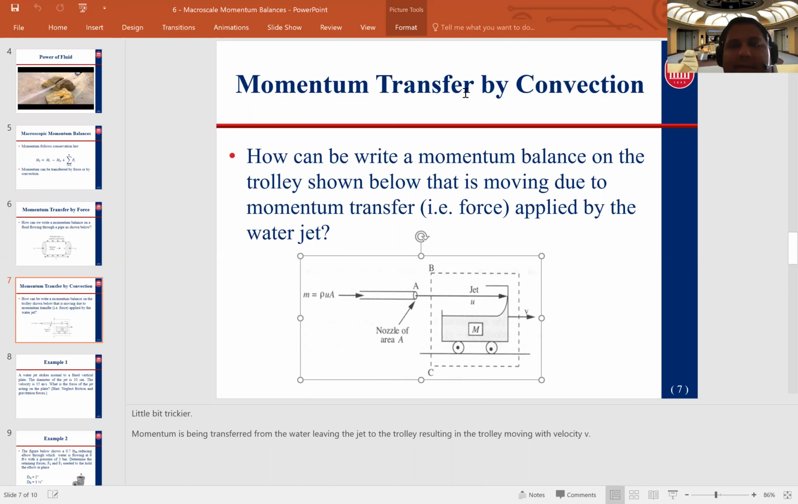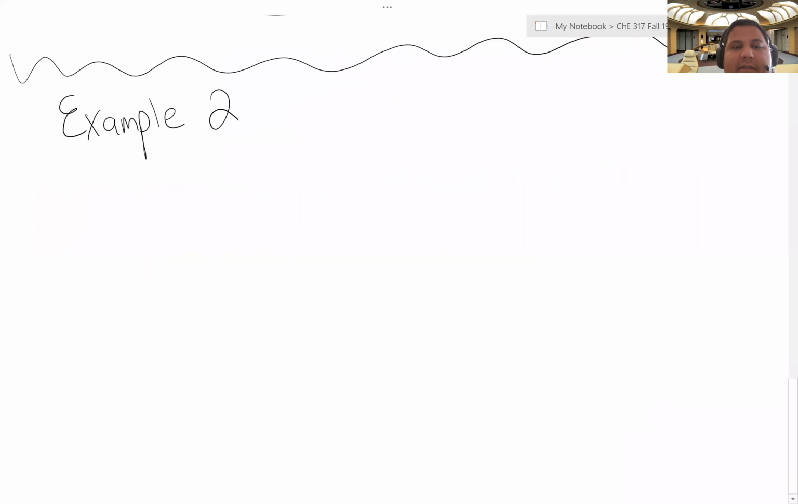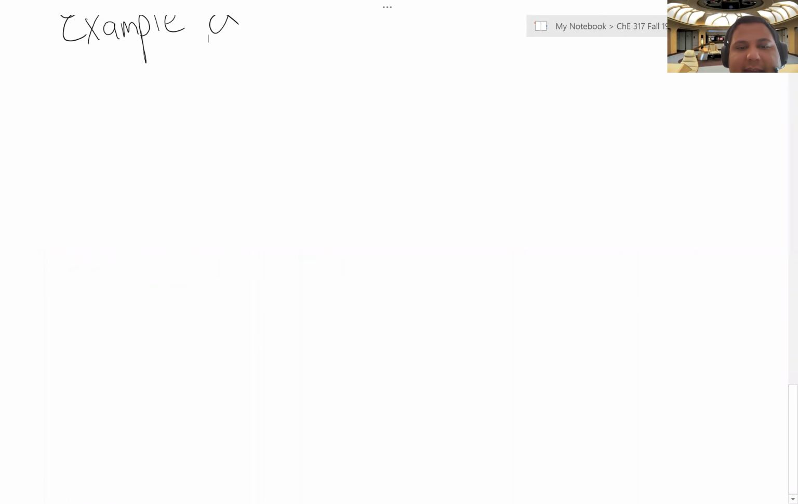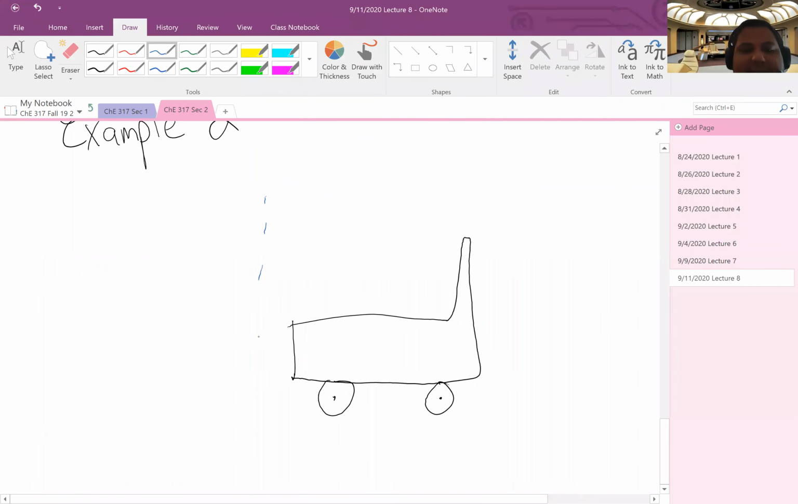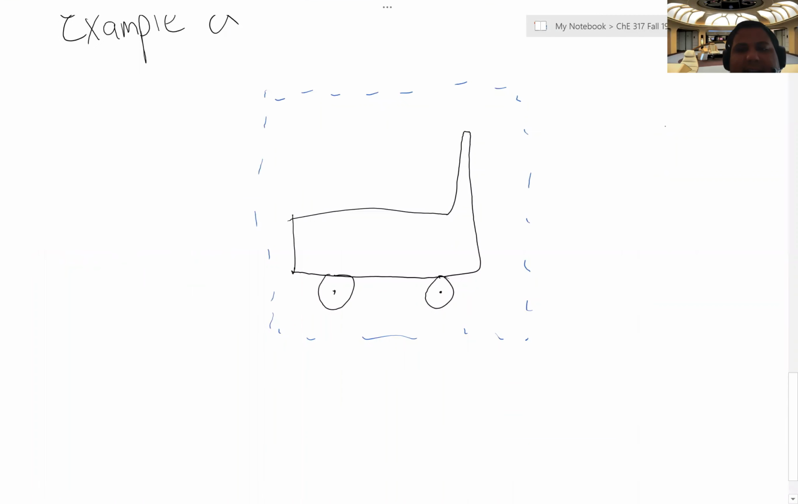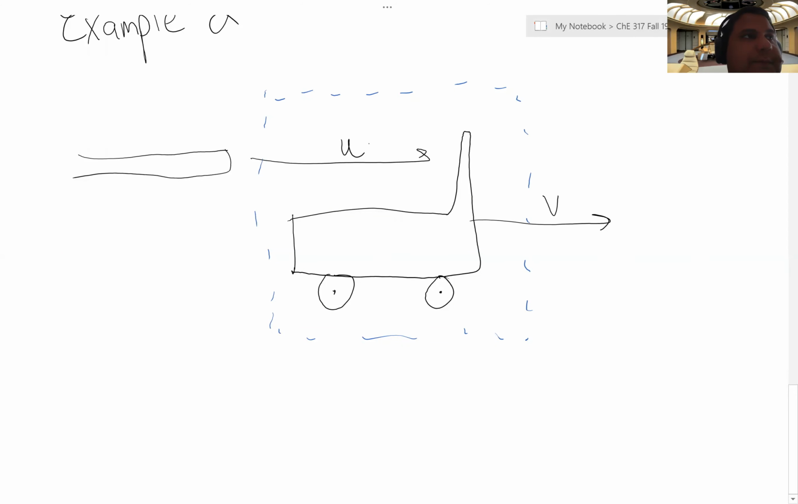So let's go back to our note taking and see what we can come up with for this expression. As always, I recommend you draw your systems as much as you can, or as well as you can. In this system, I also like to define my system. So for this system, we've got the trolley coming in as our system. It's moving with some velocity v. I also have a pipe here that's resulting in a jet striking the trolley with a velocity u.